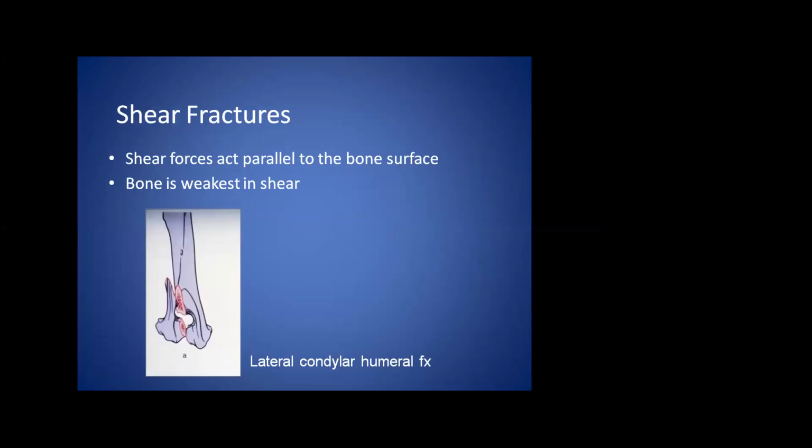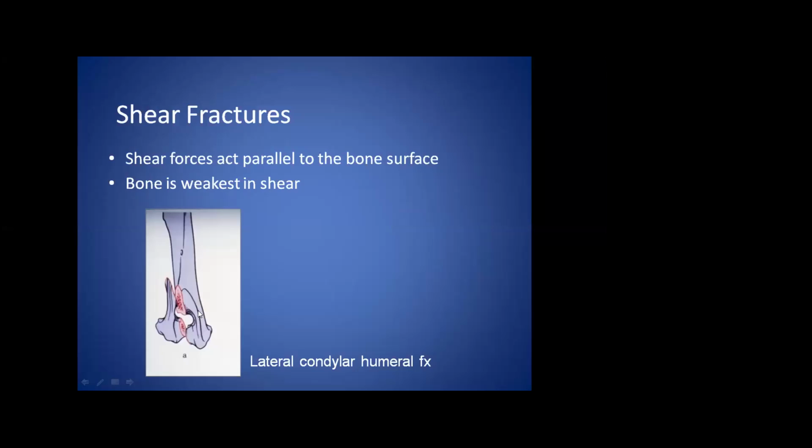Next, shear forces. Here they act parallel to the bone surface, and bone is weakest in shear forces. So suppose, for example, this is the shear. In the long axis, one fragment moves in this direction and the other fragment moves in this direction. They slide over each other, usually resulting in very long or oblique long fractures.